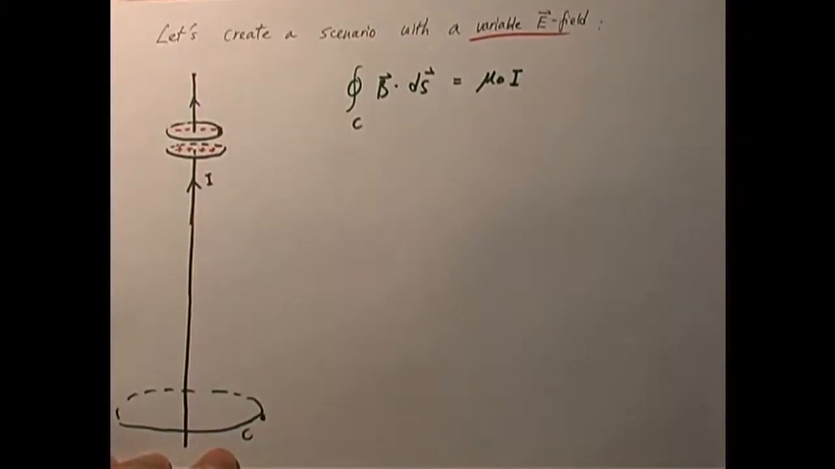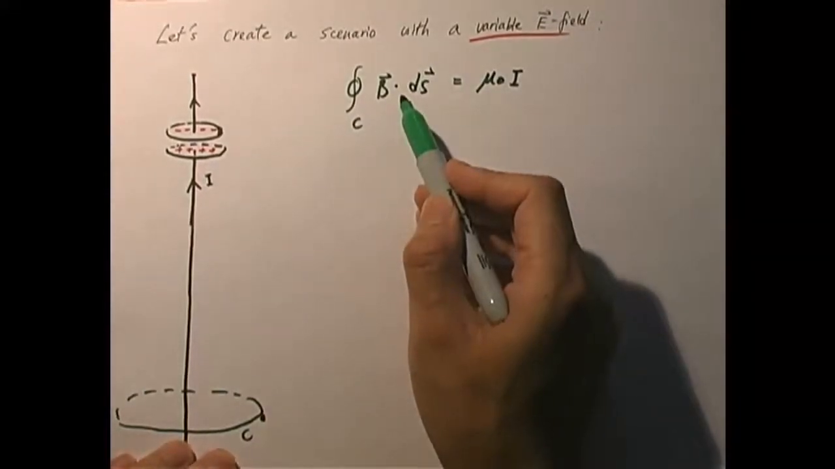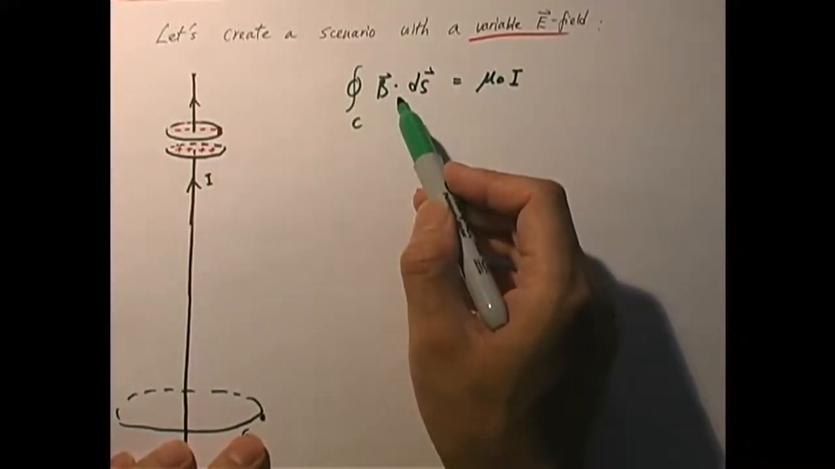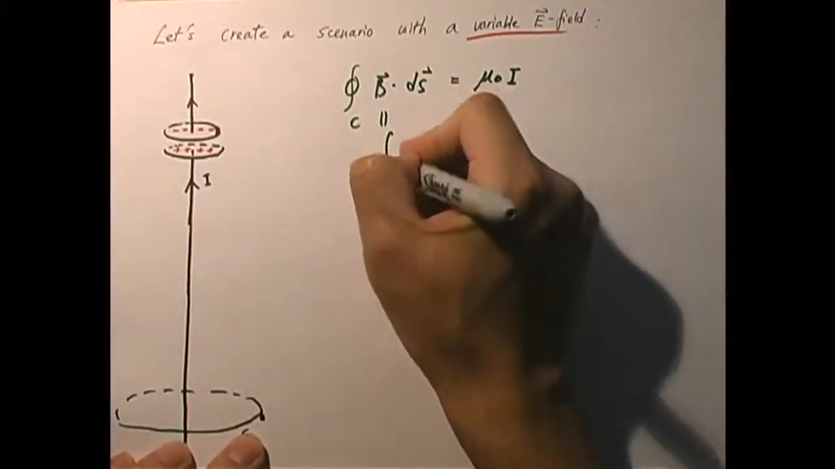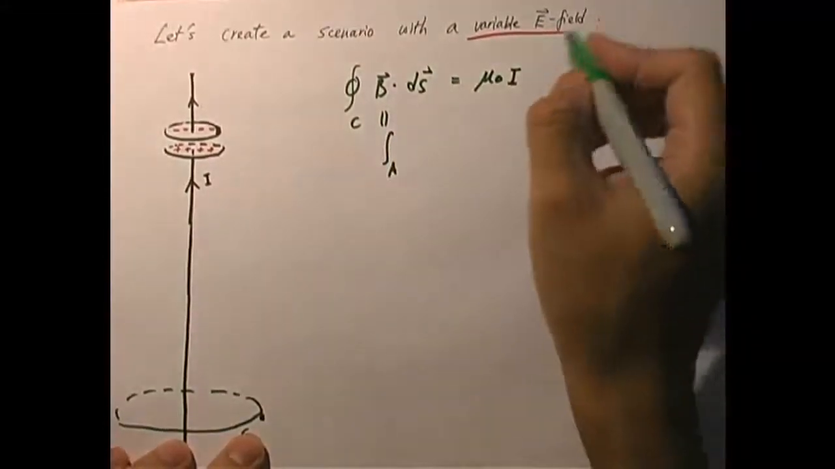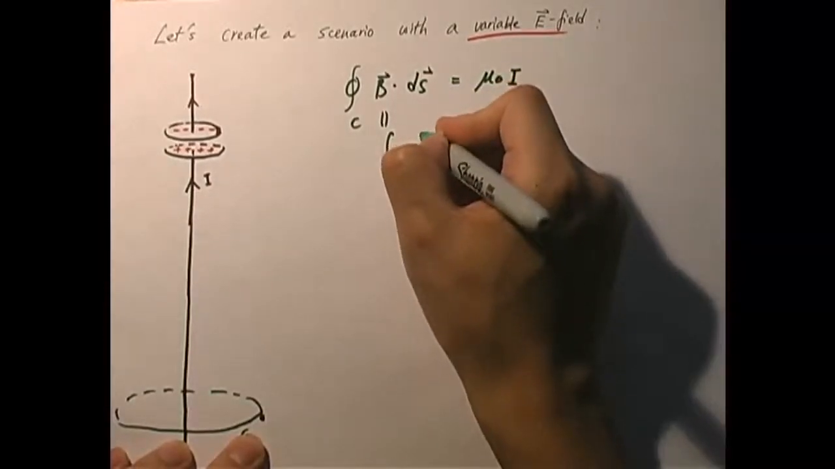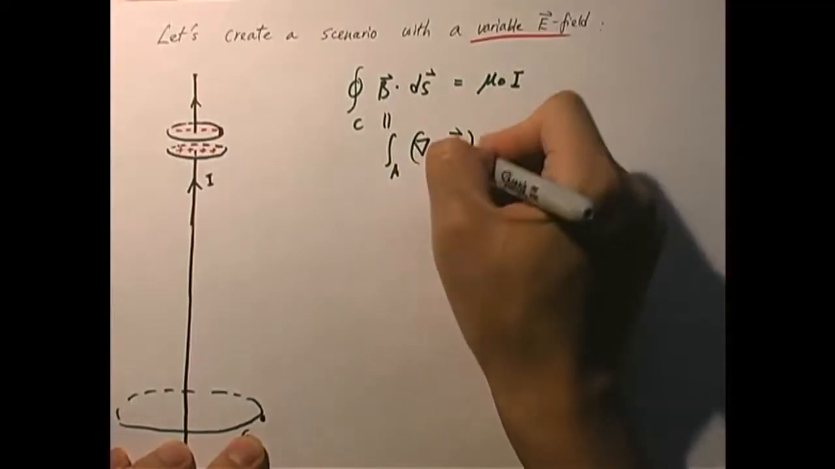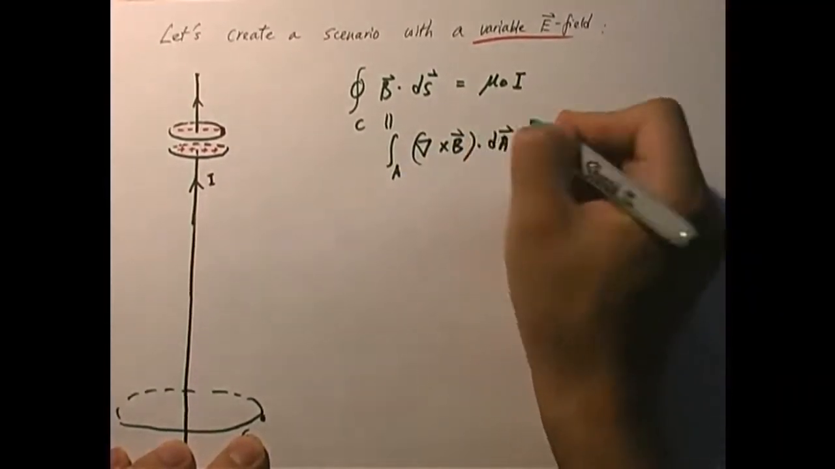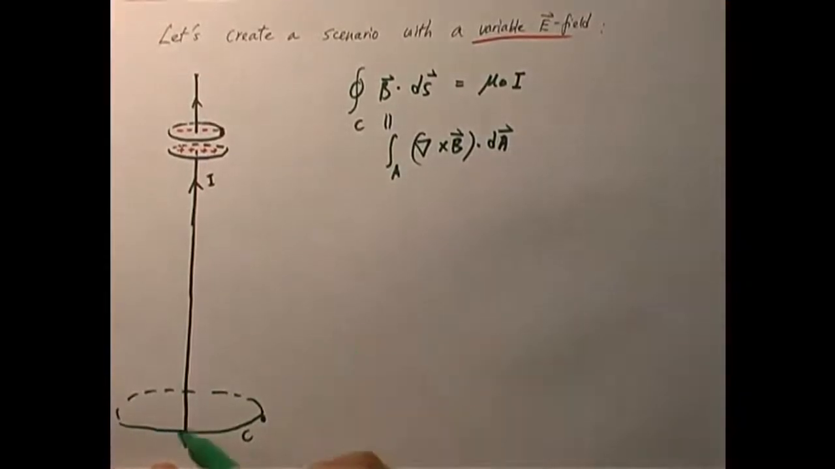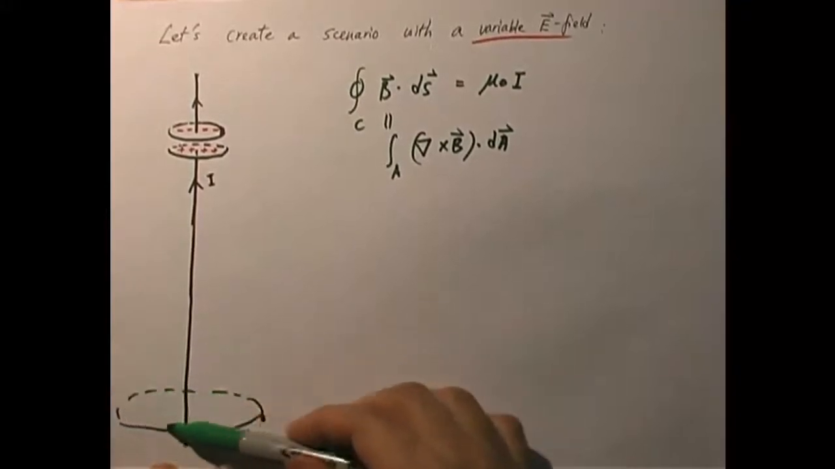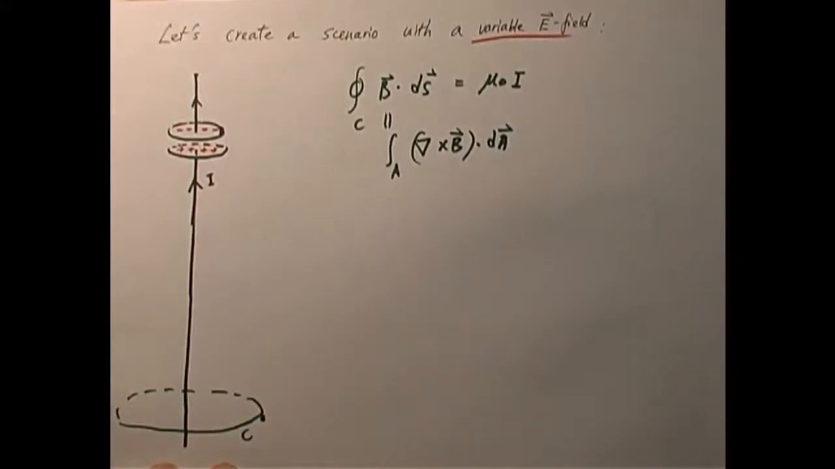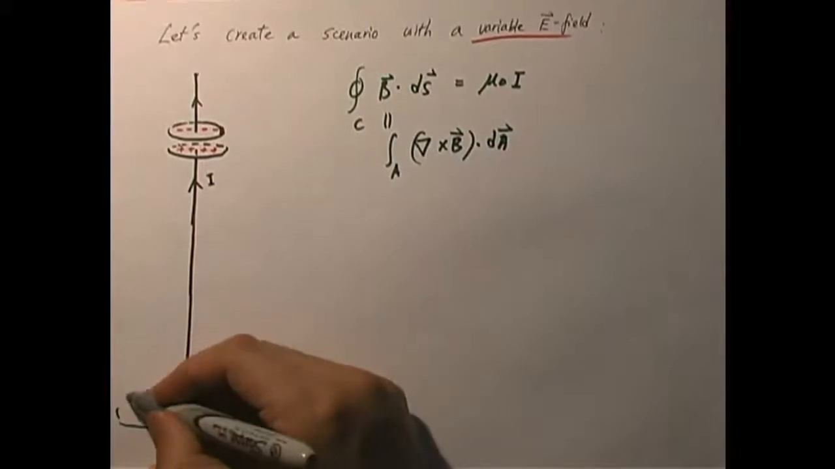Now, on the other hand, we know this loop integral can always be rewritten by Stokes' theorem into a surface integral over surface area A, the integral of gradient cross B dot dA. I can always do that, right? Now this area A does not have to be flat, as long as this area is bordered by this loop C. I can draw an area like this, for example.